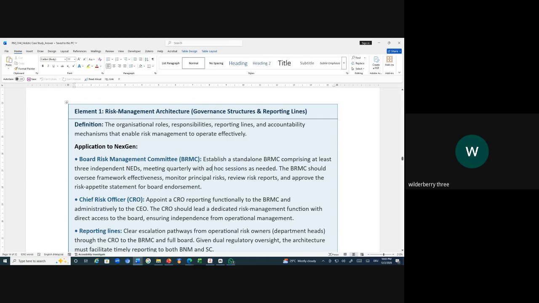Chief Risk Officer: appoint the Chief Risk Officer. If you find in a case study that there is no Chief Risk Officer, then you can always recommend one, please, because this person is then driving the risk management development further.